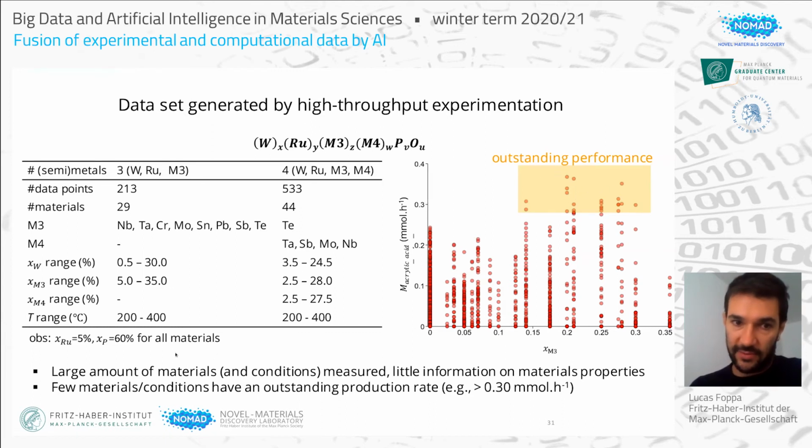So we have a large amount of materials and conditions measured. We have little information on materials properties, so we know their composition. That's basically the information we have. And we have only few materials or conditions that have an outstanding production rate, for instance, larger than 0.3 millimoles per hour, which are those here. So this is what we would like to find. We would like to find patterns defining this outstanding performance.